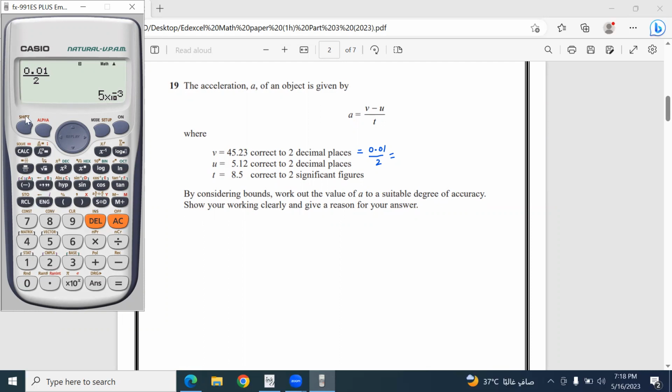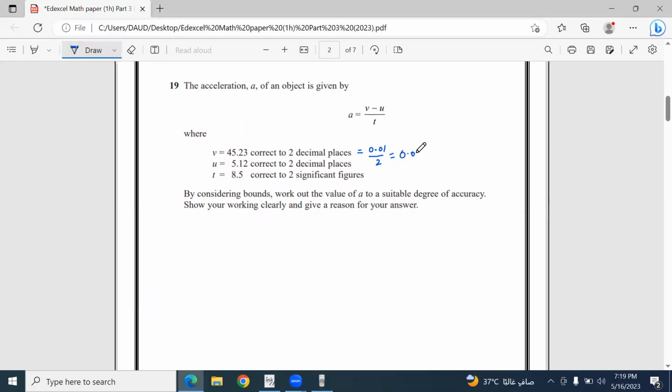Yeah, this one, shift eng, yeah, 0.005. This is 0.005. So the second one also has the same degree of accuracy as the case of u, but if you check the third case, t, correct to 2 significant figures.